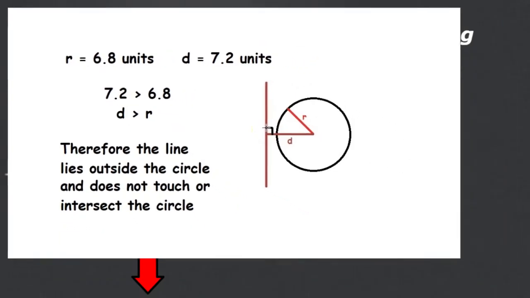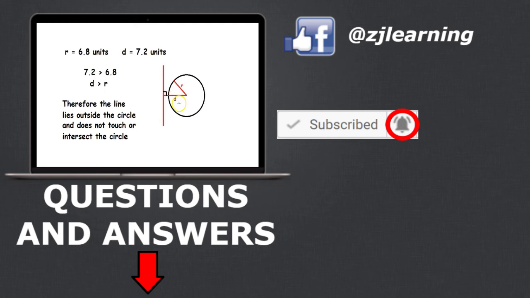So that's all for today's video. You have now learned two ways to find the position of the straight line with respect to a circle.